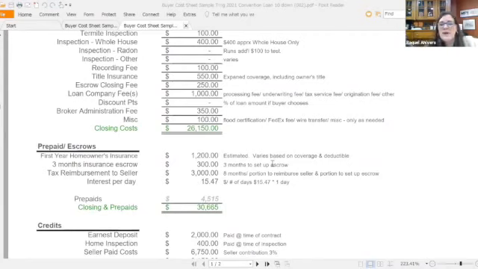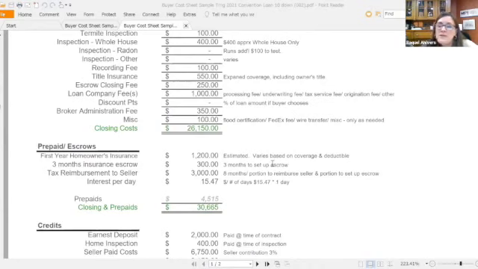And insurance, you prepay. So you're going to pay your first year of homeowners insurance. You're going to do 3 months to set up the escrow. Taxes, you do the 8 months. And then your interest per day is whatever your loan amount is times your interest rate. I do banker days divided by 360. I've had people tell me both ways, banker days or actual days. It is actual days. I've just always done 360. You're going to be within pennies anyway.